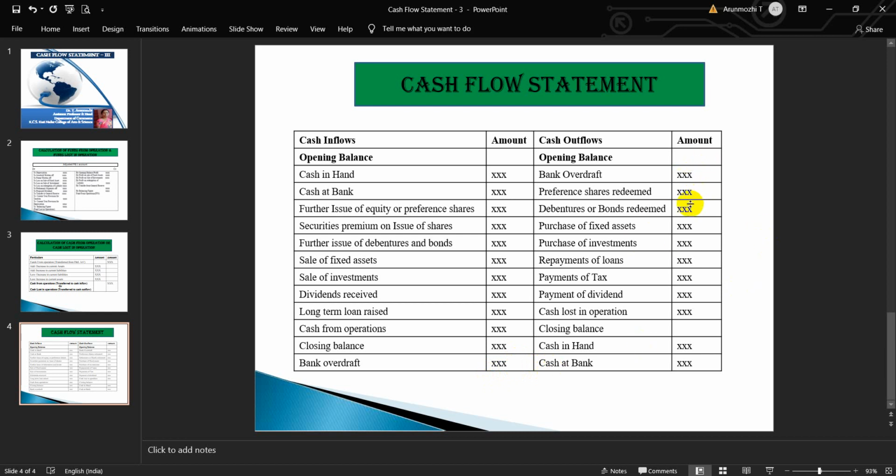Then we have preference shares redeemed, debentures or bonds redeemed, purchase of fixed assets, purchase of investments, repayments of loans, payments of tax, payment of dividend, cash lost in operation. Then we go with the closing balance of cash in hand and cash at bank.